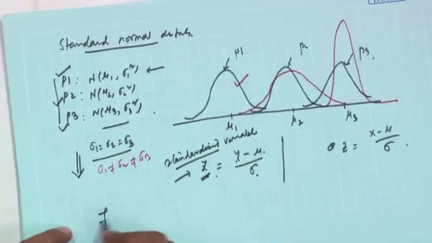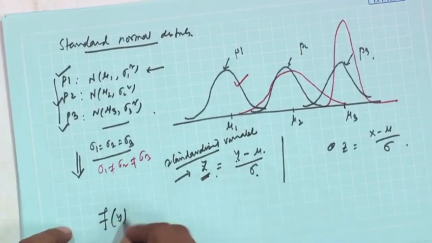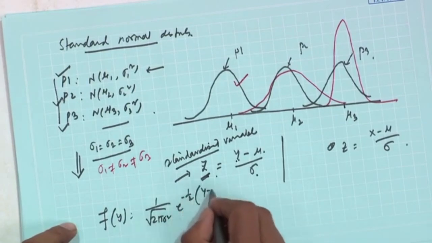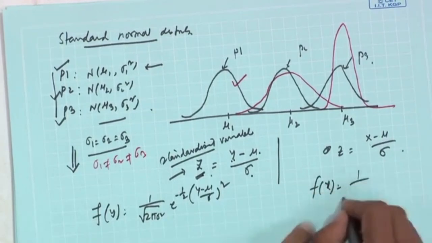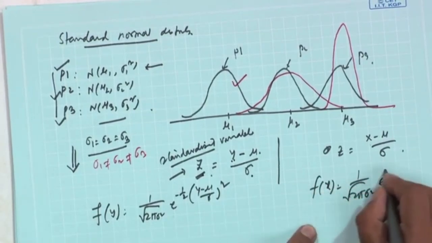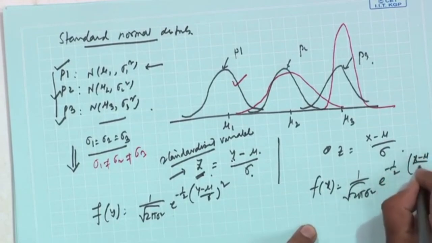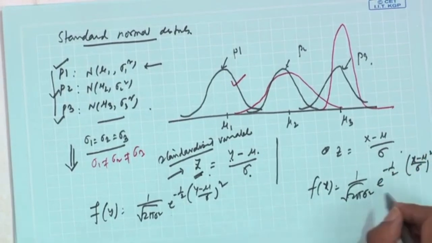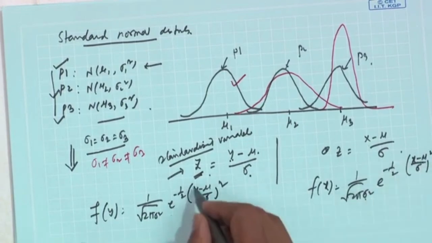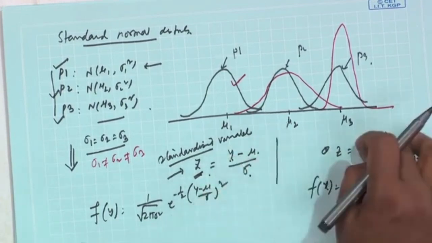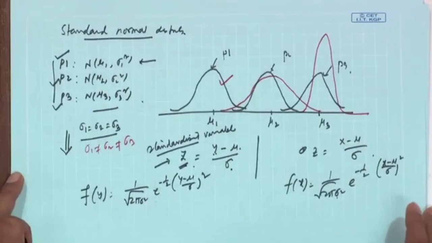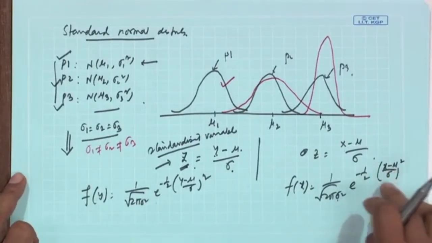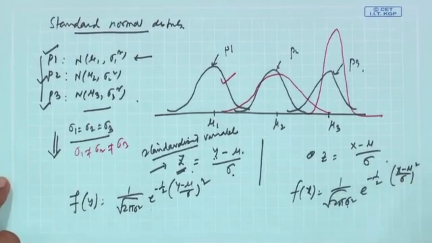Now, if my y PDF, f(y), is 1 by root over 2 pi sigma square, e to the power minus half ((y minus mu) by sigma) square, or if you use x, then you will write in the same manner, 1 by root over 2 pi sigma square, e to the power minus half ((x minus mu) by sigma) square. Please keep in mind that this sigma and mu, and this sigma and mu, are not the same. This is for y, this is for x. If there are different random variables, different mu and sigma. Just for the sake of simplicity, I am not giving any other notation like mu x, sigma x, though it can be given. Okay.